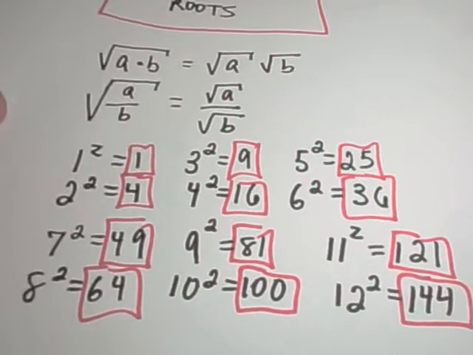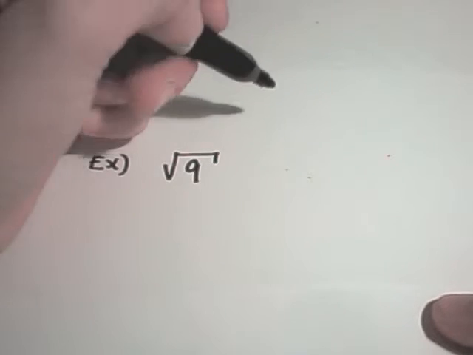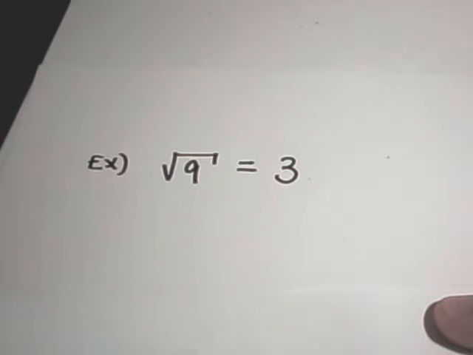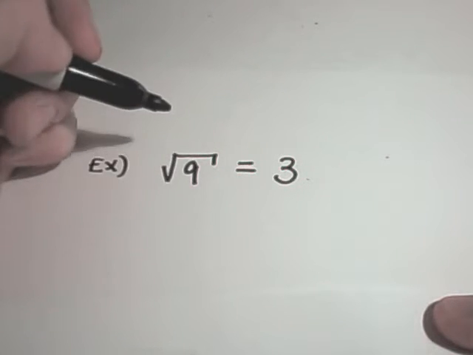Alright, so let's start doing some examples here. I'm going to take an easy one first, really to illustrate an idea more than anything. The square root of 9. Well, the square root of 9, that means we need a number times itself that equals 9. The square root of 9 is 3, because 3 times 3 equals 9.